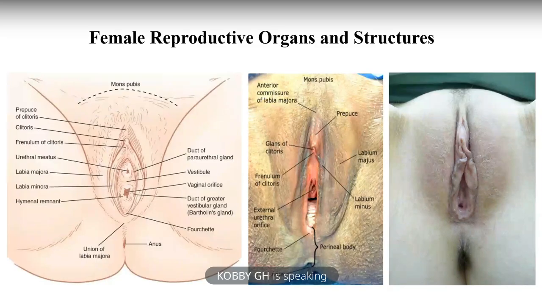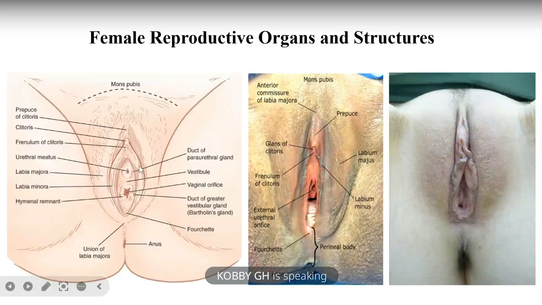When we talk about the vestibule, we are talking about the region where we can locate the urethral meatus and the region where we can locate the vaginal orifice. Is that okay? Yes. So pay attention to that.